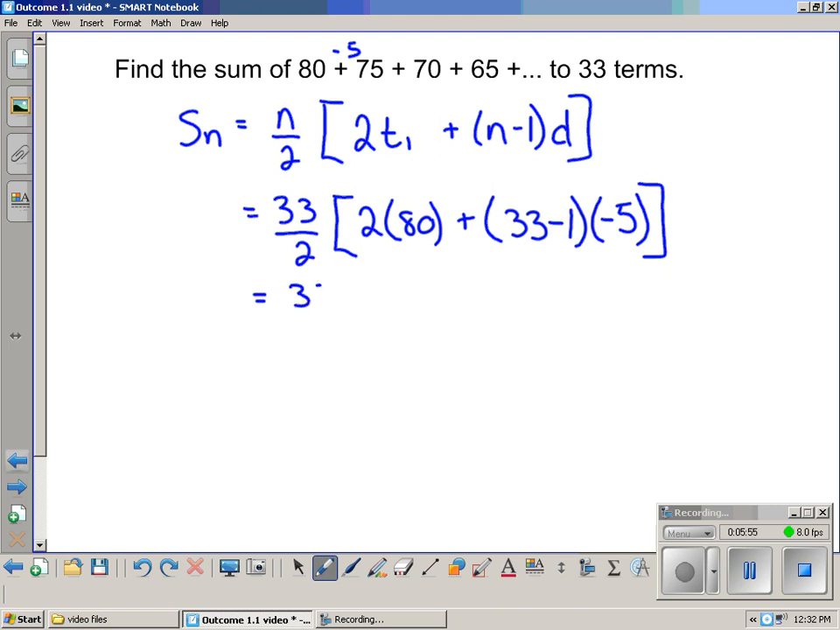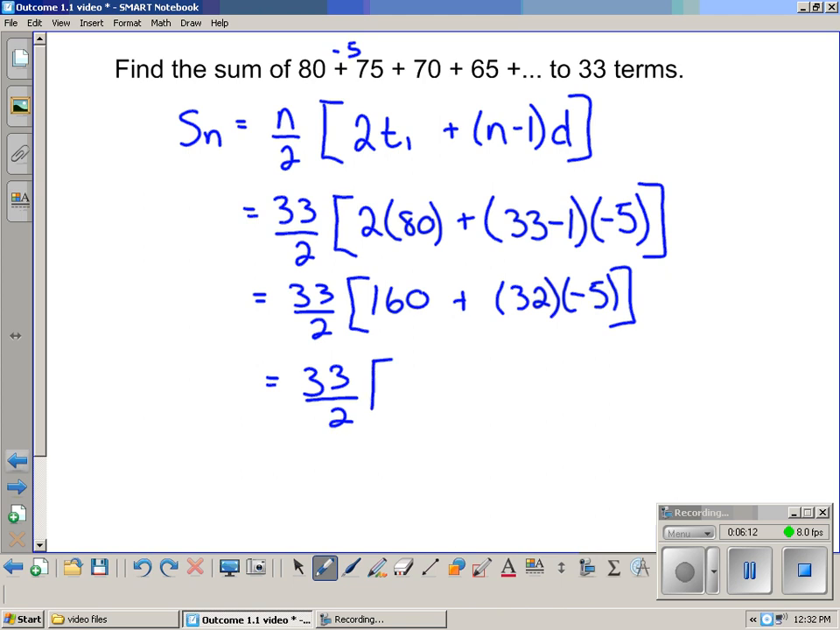So we end up with 33 over 2 times 2 times 80 is 160 plus 33 minus 1 is 32 times negative 5. So 33 over 2 times 160. 32 times negative 5 is minus 160. That means that this is 0, and anything times 0 is 0. So it turns out that when we add up those 33 terms, we're going to end up with a sum of 0.